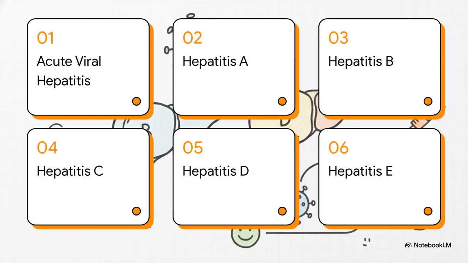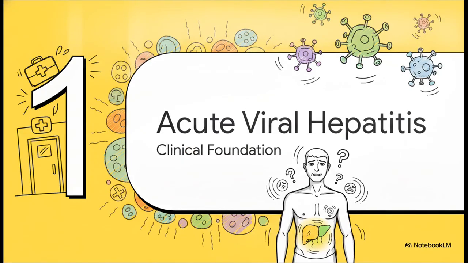Here's our roadmap for today. We'll start with acute viral hepatitis, then move systematically through hepatitis A, hepatitis B, hepatitis C, hepatitis D, and finally hepatitis E. All right, let's kick things off with Section 1, Acute Viral Hepatitis, the Clinical Foundation.